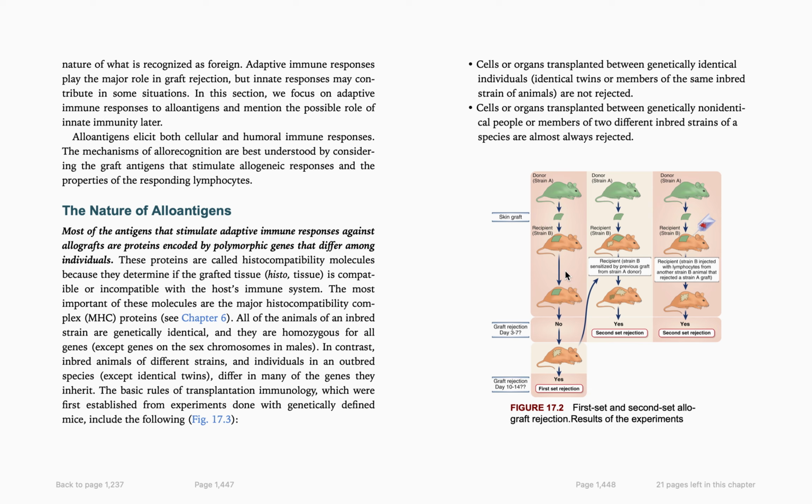These are just figures showing the first set and second set allogeneic rejection, where, as we said already, the second set is rapidly rejected.